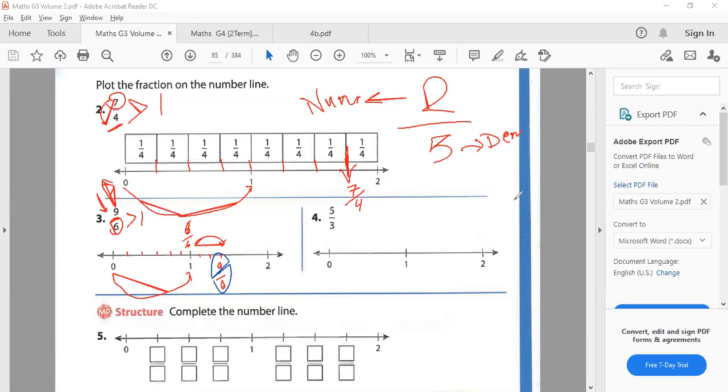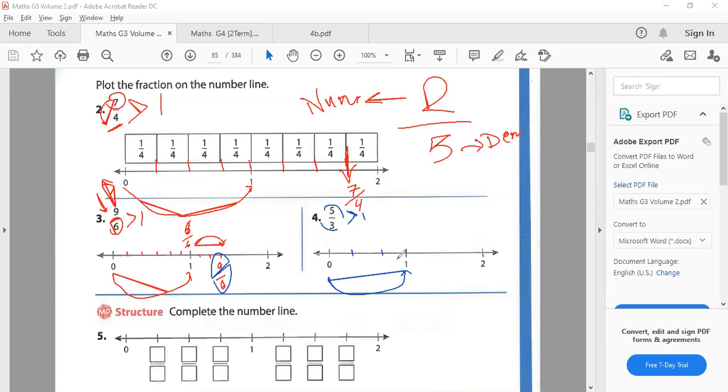Now let's ask Abdurrahman Al-Aqad. Abdurrahman, next question, please. This is 5 over 3. Is 5 over 3 greater than or less than 1? Greater, excellent. So we're going to divide into how many equal parts? 3, excellent.